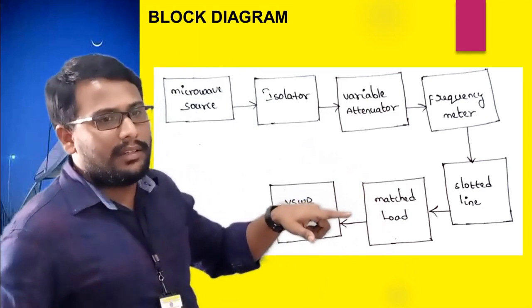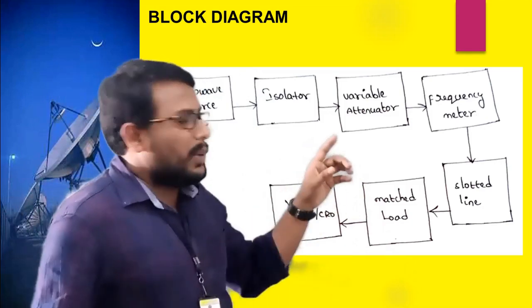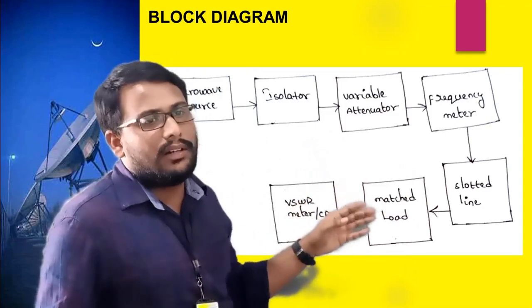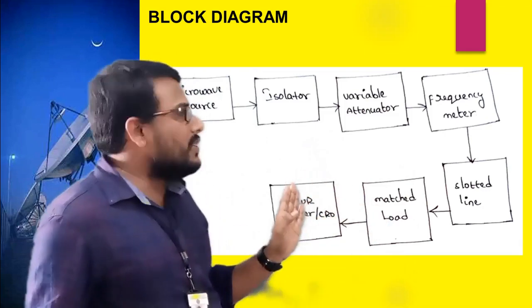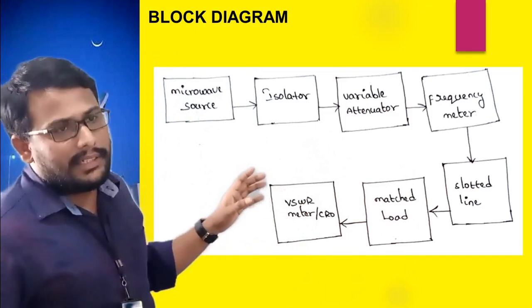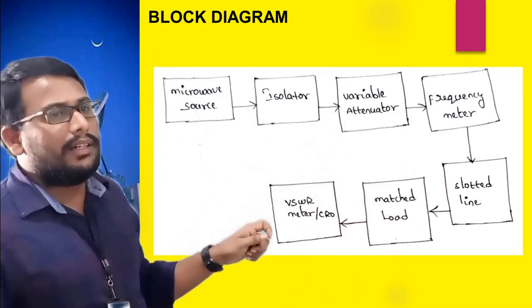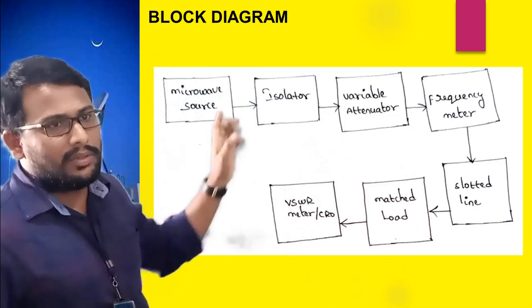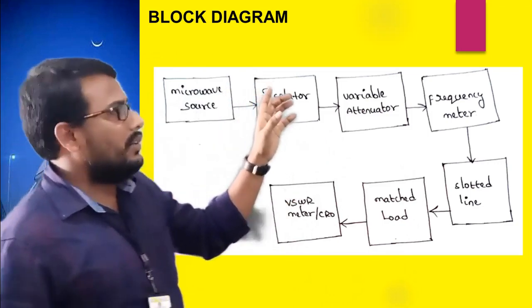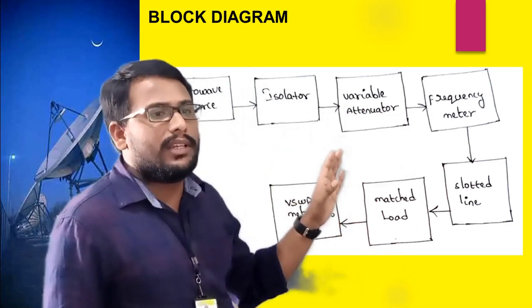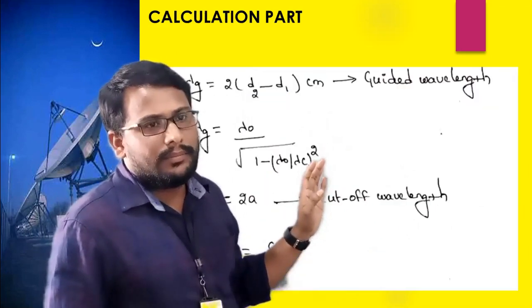So I'll explain later regarding the purpose of the slotted line clearly. Then after that, matched load or termination, then voltage standing wave ratio and CRO. So by using a detector mount, we can see the signal on CRO or VSWR meter. So this is the microwave test bench we are using in the microwave engineering laboratory.